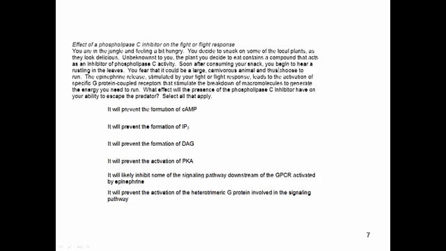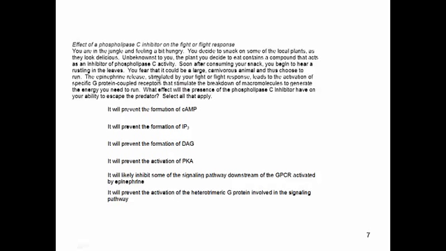Soon after consuming your snack, you begin to hear a rustle in the leaves. You fear that it could be a large carnivorous animal and thus choose to run. And as I had mentioned before, the calcium that is released in response to the inositol triphosphate binding to the calcium channel is responsible for your skeletal muscle contractions. So if you want to run, you need that calcium so that you can contract the muscles.